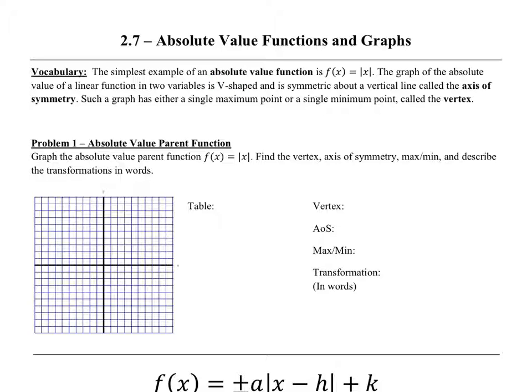So there is a vertical line right down the middle called the axis of symmetry, meaning it's the exact same on both sides. So if we just look at my parent function, this right here is my parent function because there's no other numbers with this.